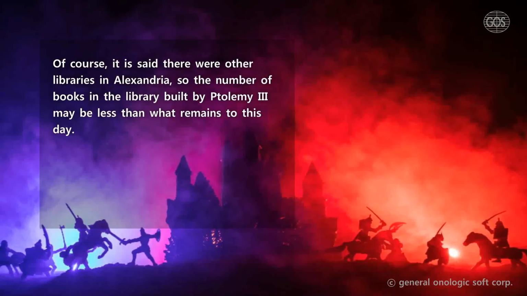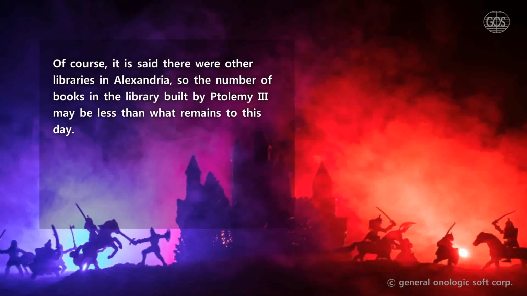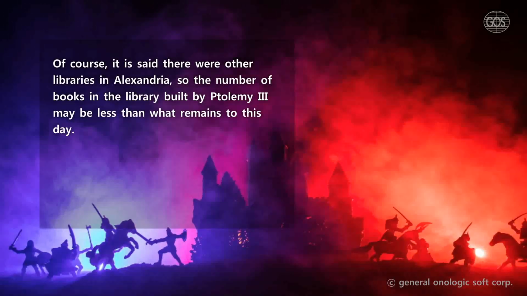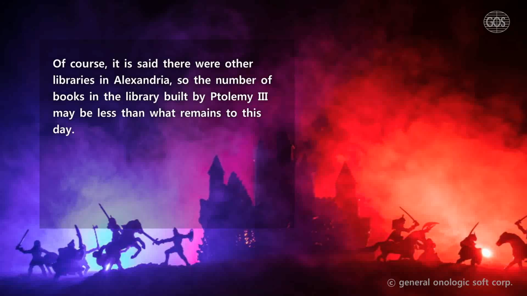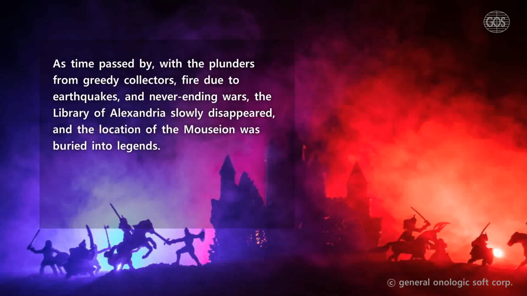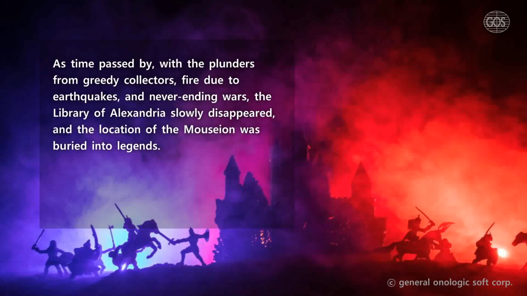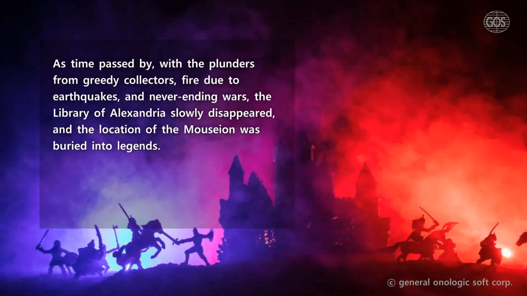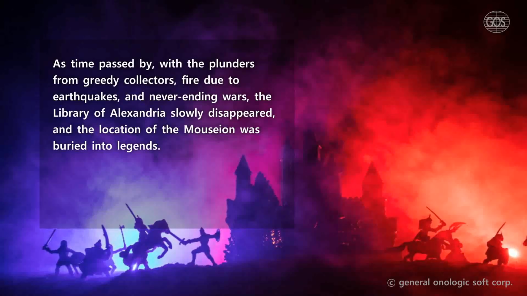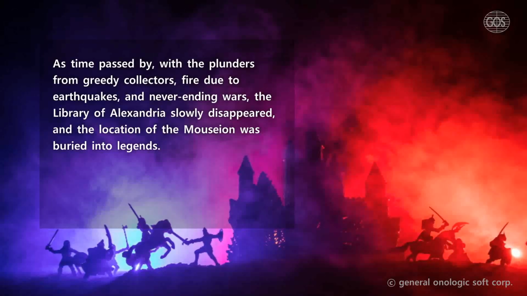Of course, it is said there were other libraries in Alexandria, so the number of books in the library built by Ptolemy III may be less than what remains to this day. As time passed, with the plunders from greedy collectors, fire due to earthquakes, and never-ending wars, the Library of Alexandria slowly disappeared, and the location of the Mausoleum was buried into legends.